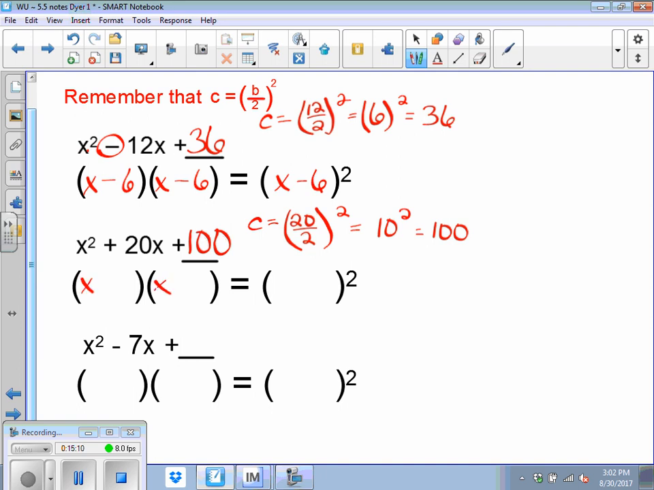X and X. What's the last terms have to be? 10 and 10. What's my signs have to be? Both pluses. So what goes in here? X plus 10. Okay, so we started out with this, ended up with this. That's your goal. That's how we start out with this and end up with this.